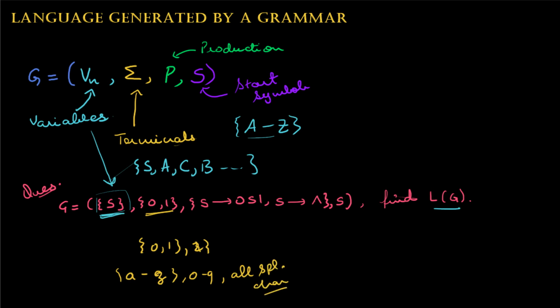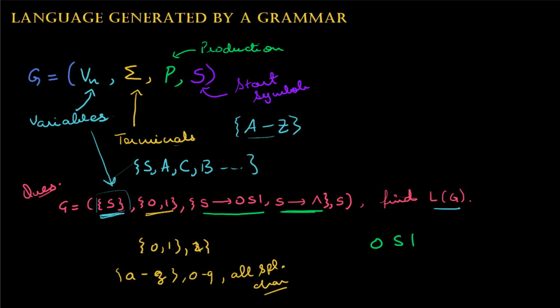Now what is production set? This is the most important part. This tells us actually where our state leads to. So if it says S goes to 0S1, it will give an output as 0, S and 1. Okay, we'll talk about this later. And this says S goes to null. So S goes to null means that S will give an output null.